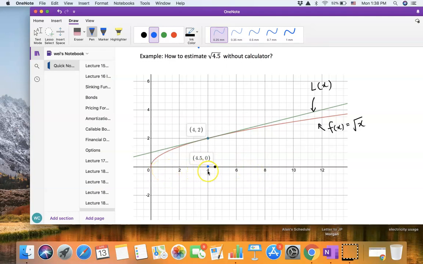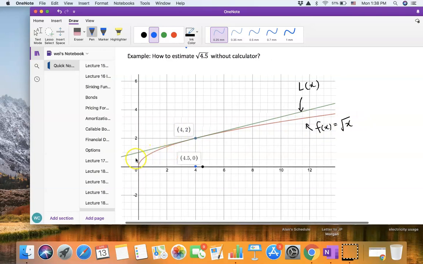Now the second reason I choose 4 is because when x equals 4, we can find the function value f of 4 very easily. So 4 is an easy point. We call 4 an easy point. Okay. Now, on the graph of the function f(x), we can find this point (4, 2). At this (4, 2), I draw a tangent line, and I call this tangent line L(x).